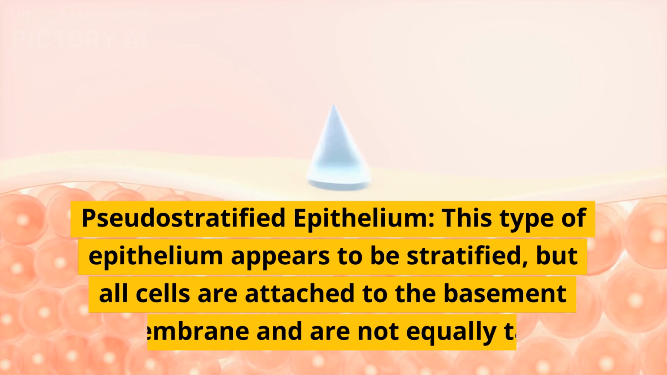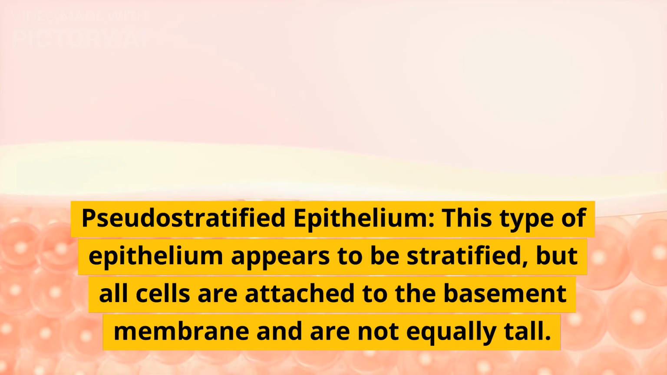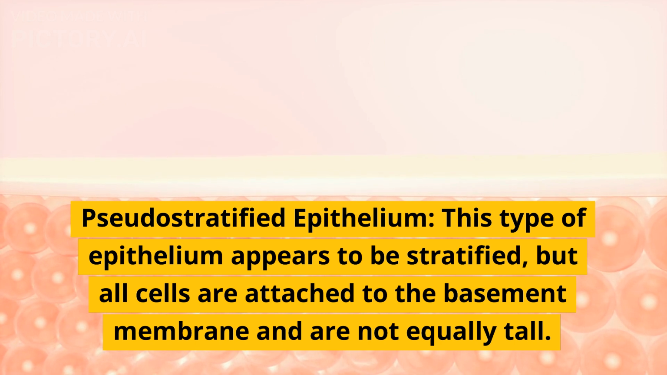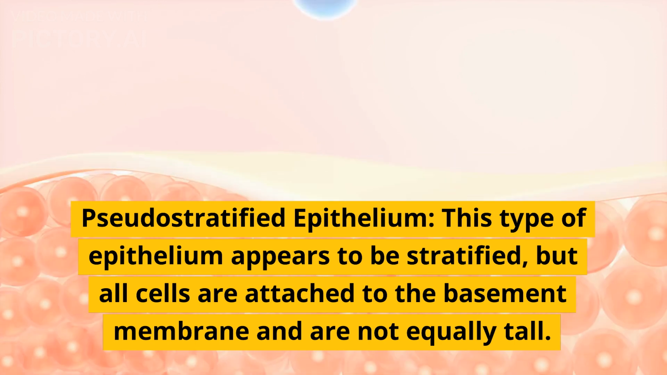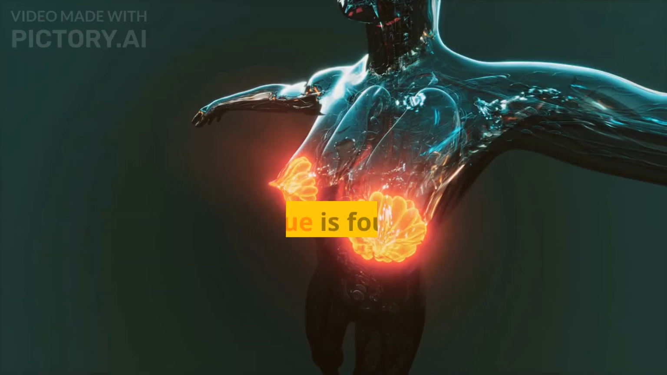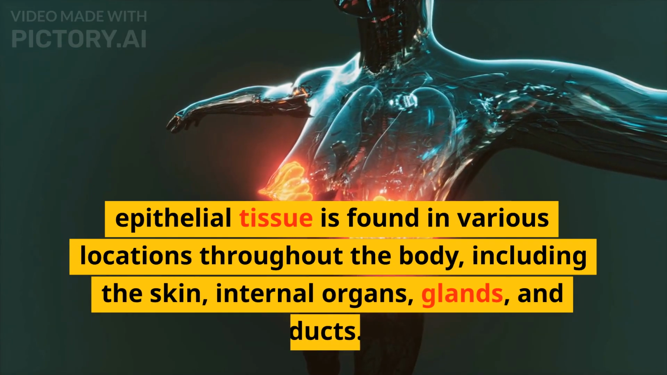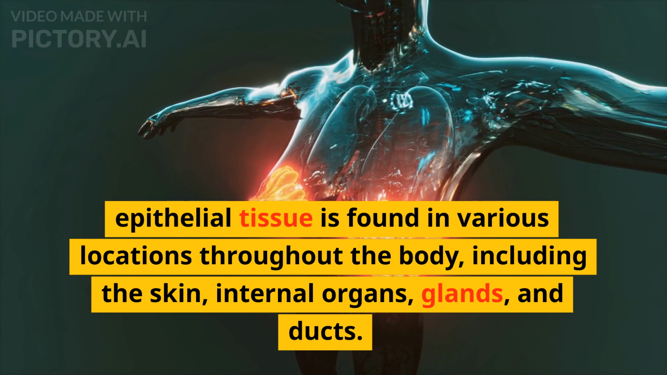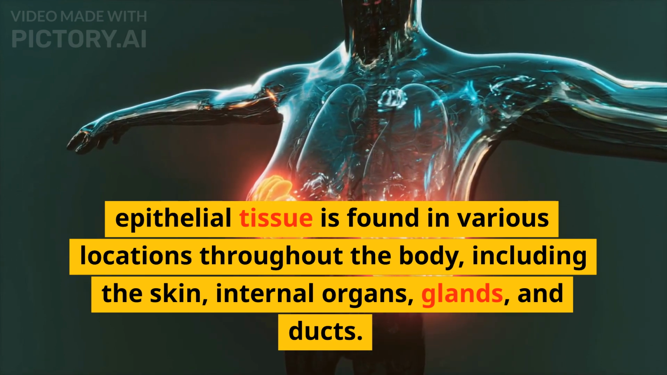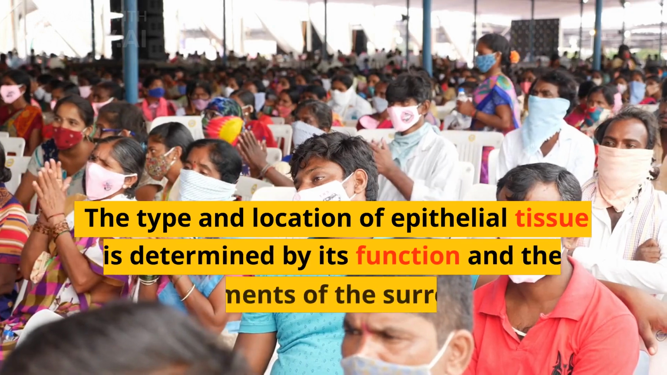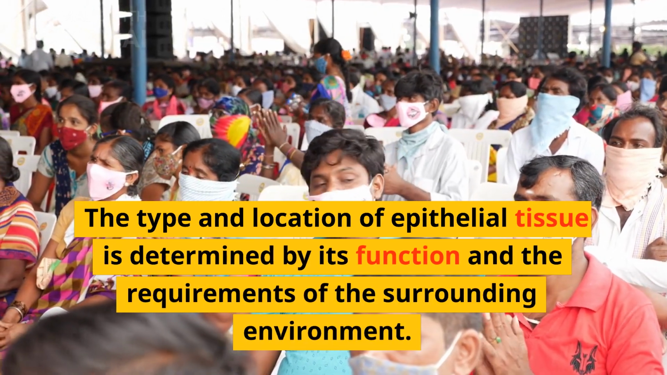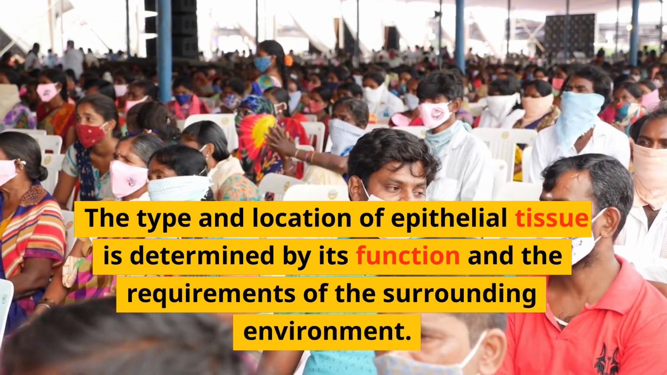Pseudostratified epithelium. This type of epithelium appears to be stratified, but all cells are attached to the basement membrane and are not equally tall. It is found in the trachea and the nasal passages. Epithelial tissue is found in various locations throughout the body, including the skin, internal organs, glands, and ducts. The type and location of epithelial tissue is determined by its function and the requirements of the surrounding environment.